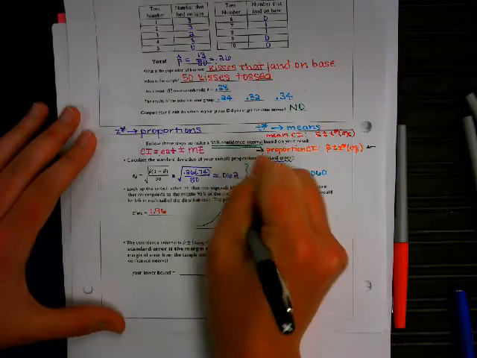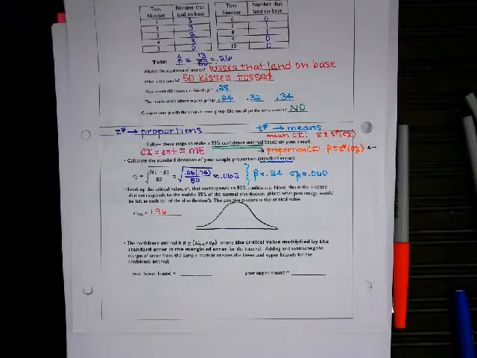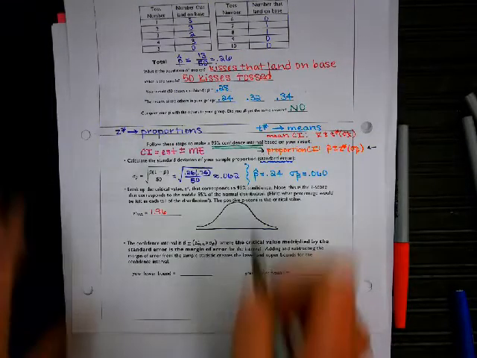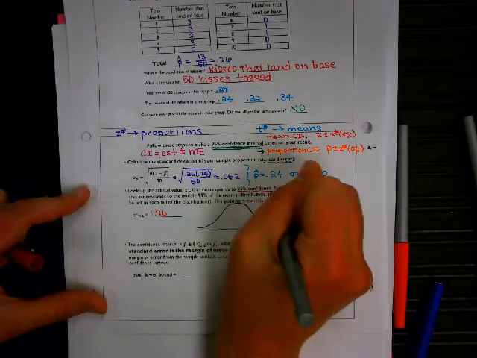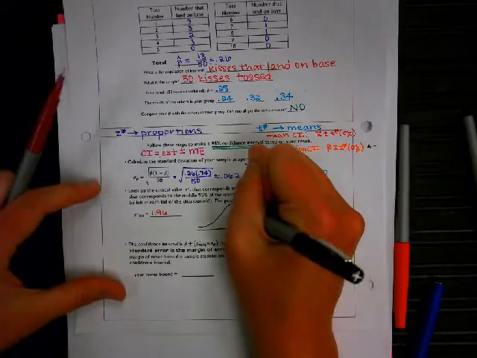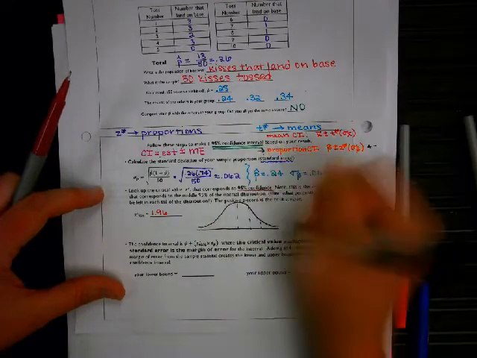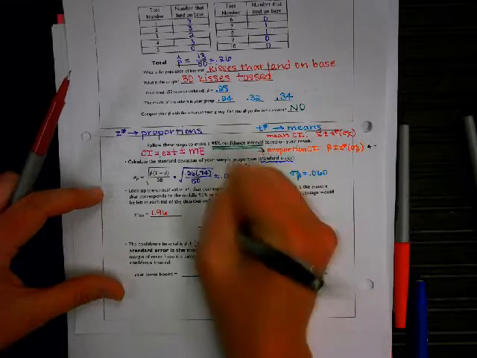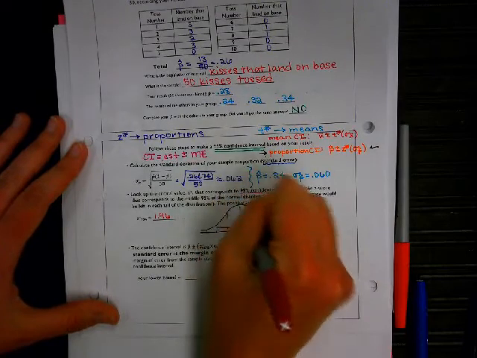I can get through this. When we are finding our Z-star for a confidence interval, we're finding the middle percent. So if I'm looking at a 95% confidence interval, that means I'm looking at the middle 95% of the data. Kind of like I showed you yesterday, which is why we added and subtracted 2 standard deviations above and below the mean.